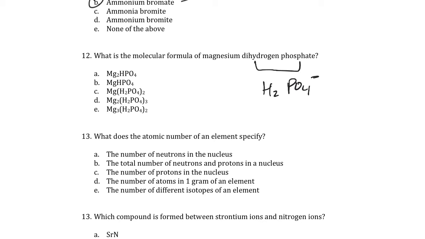H2PO4 would have to have a minus charge because I have 2 H pluses added on to the original PO4 3 minus. So then I'm going to have magnesium 2 plus, so I'm going to need 2 of the minuses. So this should be Mg(H2PO4)2.